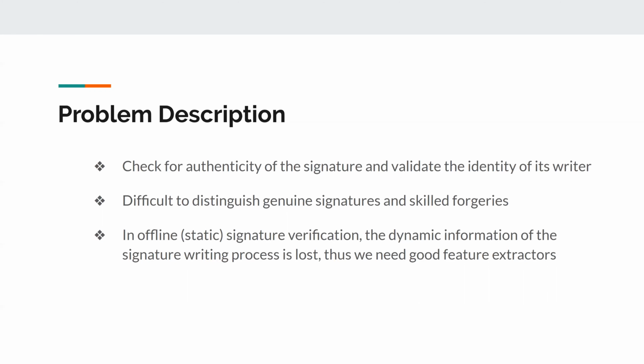In offline signature verification, the dynamic information of the signature writing process is lost, and it is difficult to design good feature extractors that can distinguish genuine signatures and skilled forgeries. So our task here is, given a picture of a signature, to identify whose author it is and whether it is a true signature or a skilled forgery.